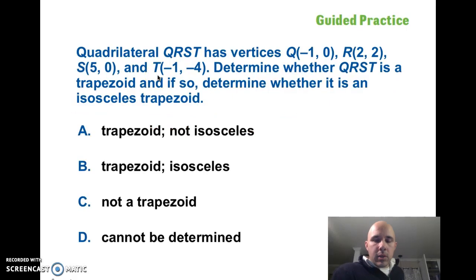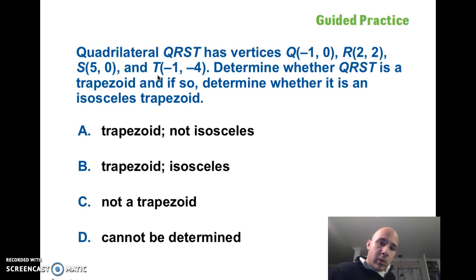All right, this is, again, example number 2. This is on isosceles trapezoids and coordinate geometry. All right, you have your points here. Q(-1, 0), R(2, 2), S(5, 0), T(-1, -4). You want to determine if it's a trapezoid.